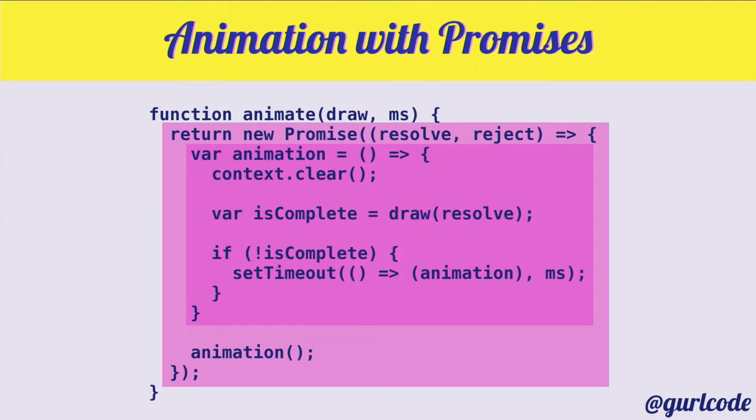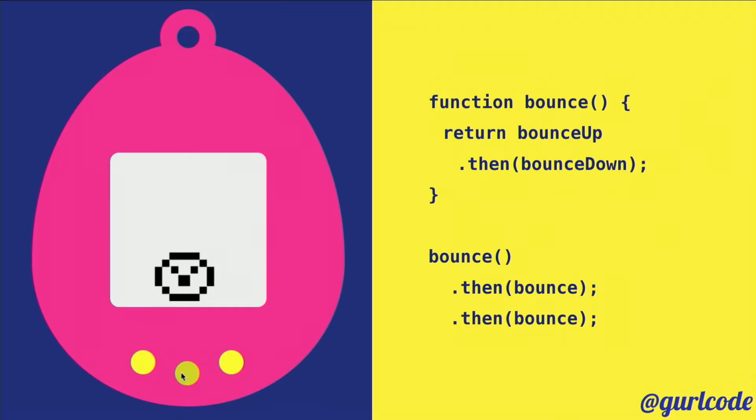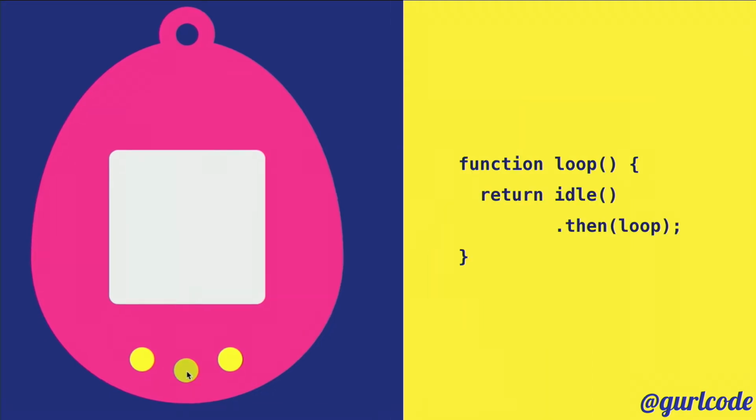So for the first version of this game, I used promises. I made a general purpose animate function, and it takes in a draw function and the milliseconds for the delay. So now we can create a simple bounce function using our bounce up animation and a bounce down animation using the same animate function. And this works. Wonderful. All done here. So now we can move on to creating the main game loop.